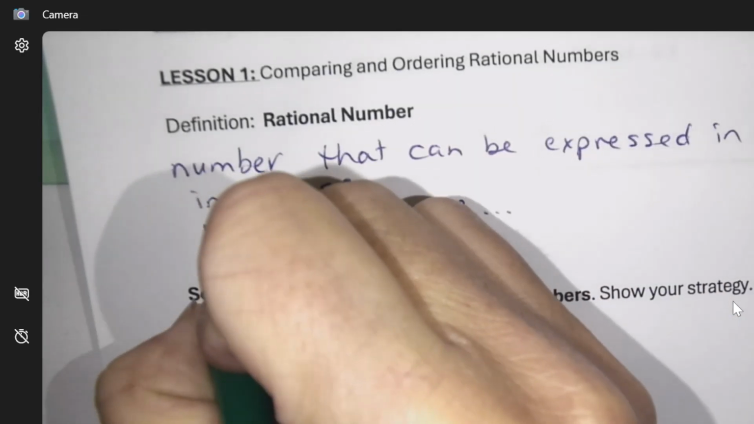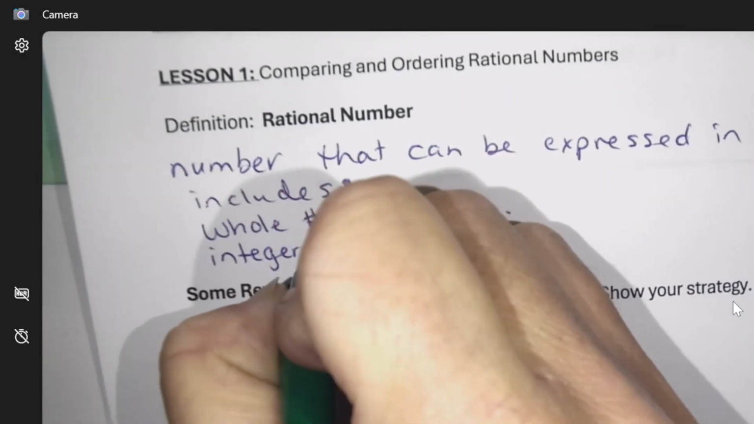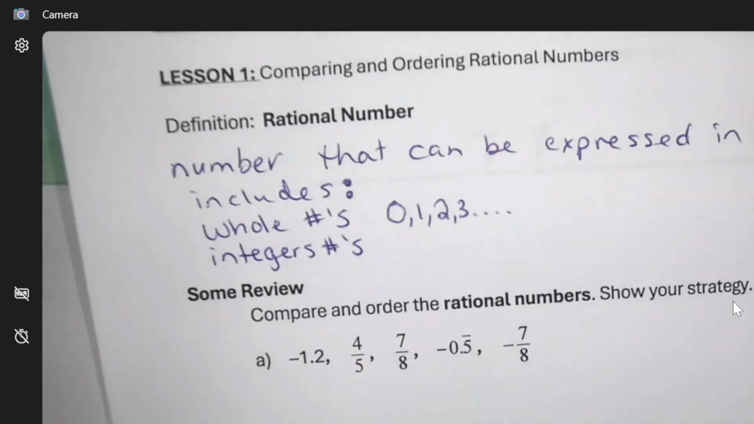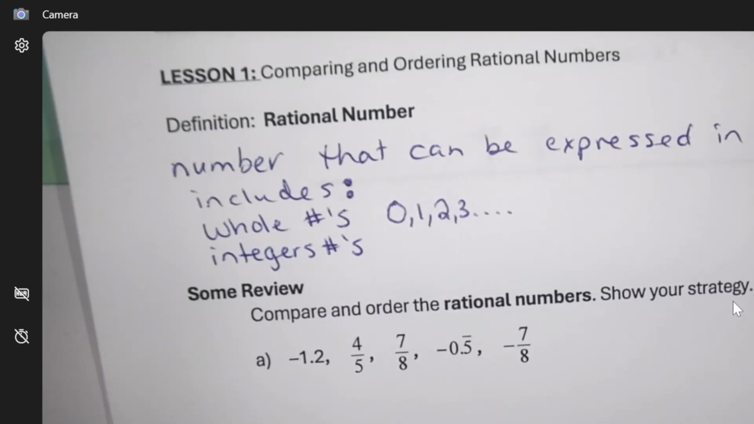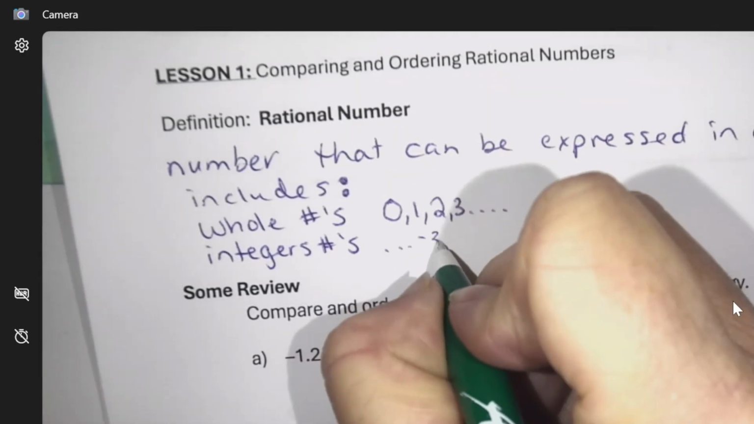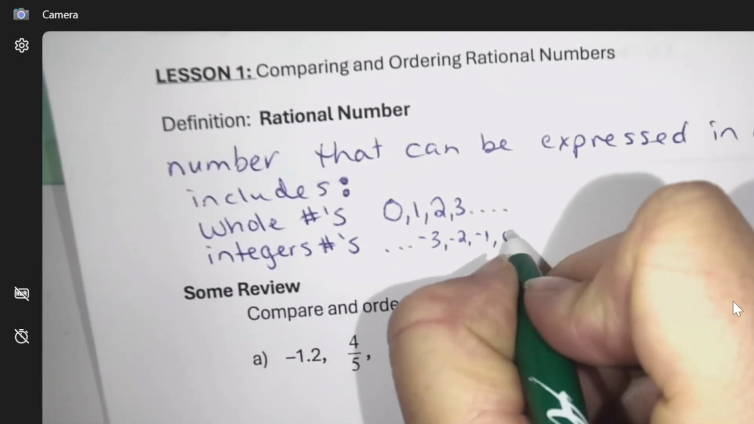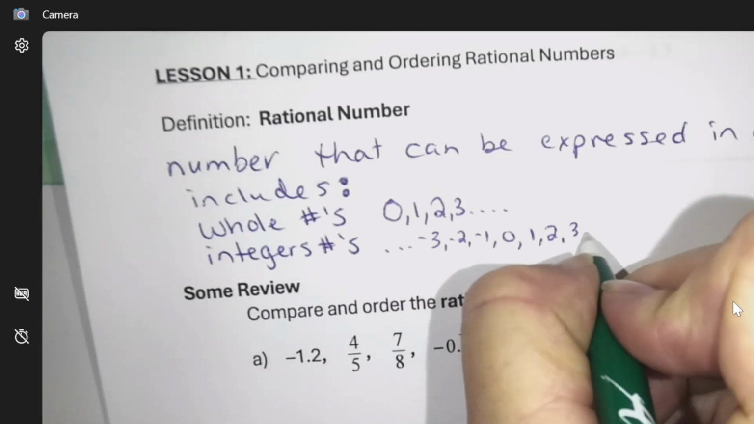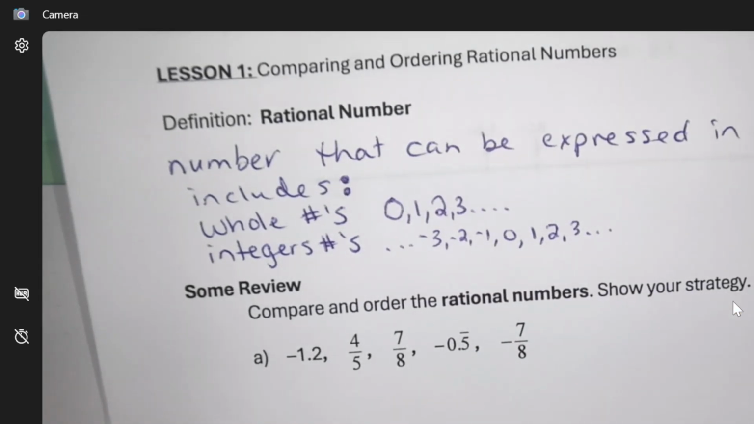Okay, it also includes integers. So what have I added on top of this? What does an integer also include? Decimals. Not decimals. Negatives. Okay, so we can also include integers.